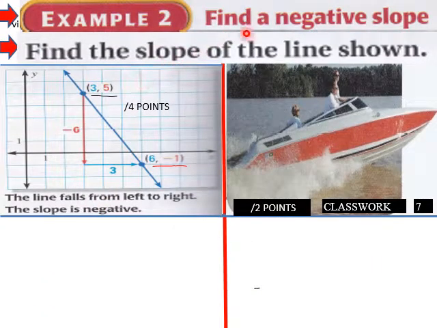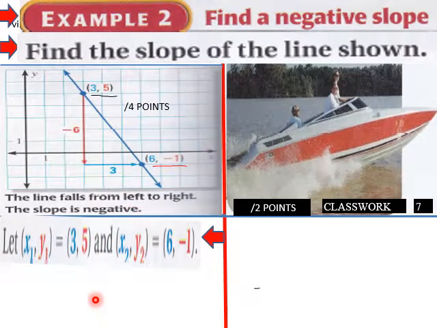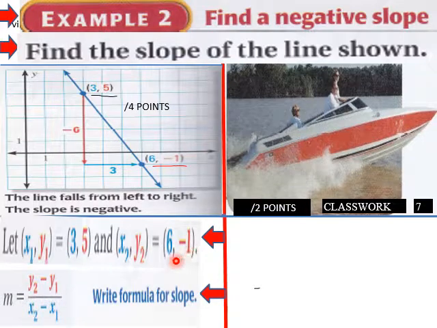Okay, example 2, find a negative slope. Now this time this line slopes down like this, so it has a negative slope. Here are our 2 points here. So it is a negative slope. (x1, y1) is (3, 5), (x2, y2) is (6, -1).